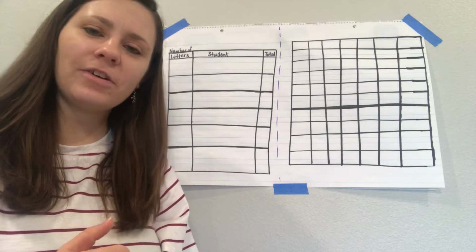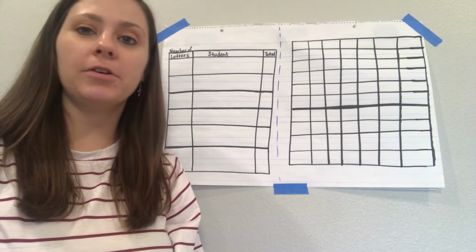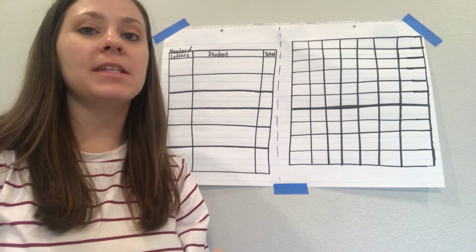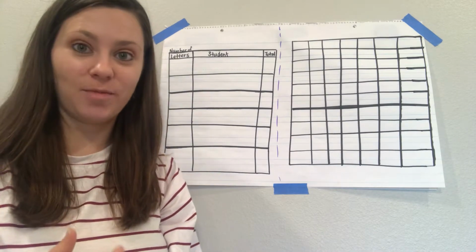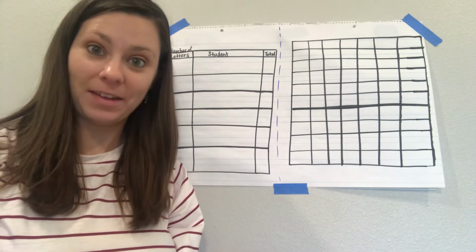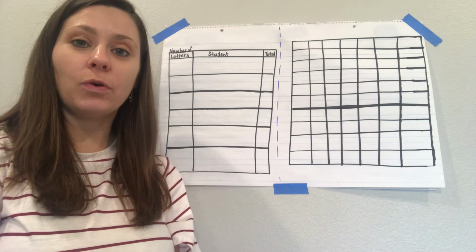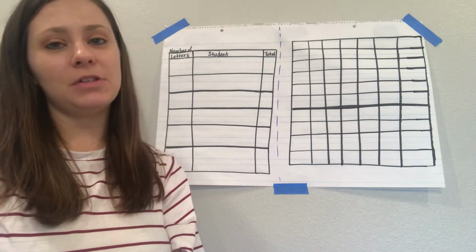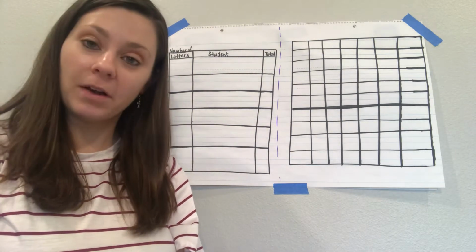Hey guys, so last Friday we read the story Chrysanthemum and we talked about how Chrysanthemum had so many letters in her name. She had 13, which is exactly half as many letters as there are in the alphabet. And then I gave you a little quiz survey that you were supposed to do to tell me how many letters are in your name.